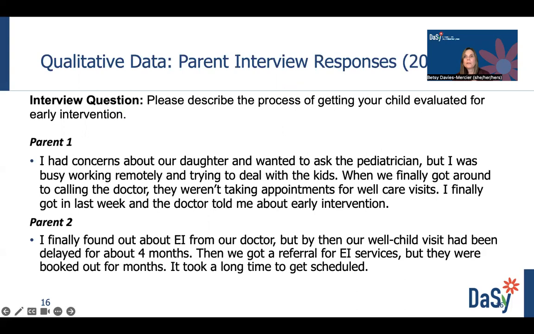Parent 1 responded, "I had concerns about our daughter and wanted to ask the pediatrician, but I was busy working remotely and trying to deal with the kids. When we finally got around to calling the doctor, they weren't taking appointments for well care visits. I finally got in last week and the doctor told me about early intervention." And parent 2 said, "I finally found out about EI from our doctor, but by then our well child visit had been delayed for about 4 months. Then we got a referral to EI services, but they were booked out for months. It took a long time to get scheduled."